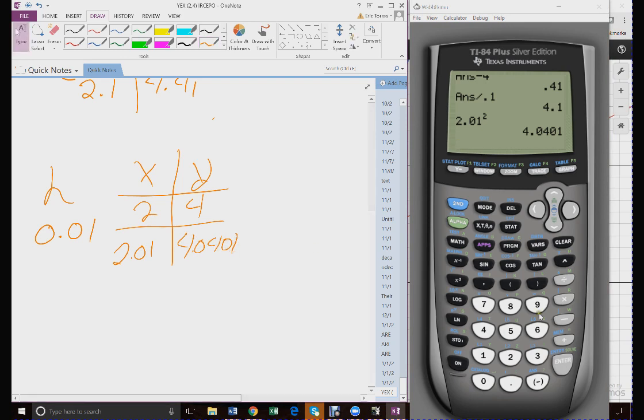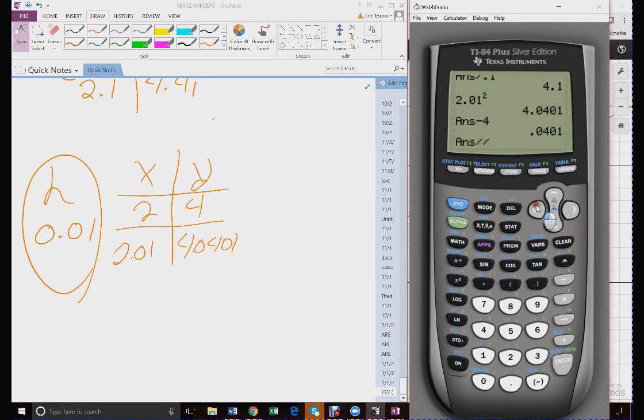And I'm going to subtract the first y value. So there's my change in y, and I'm going to divide it by my change in x, which we named h, 0.01. And the slope of this new secant line is 4.01.